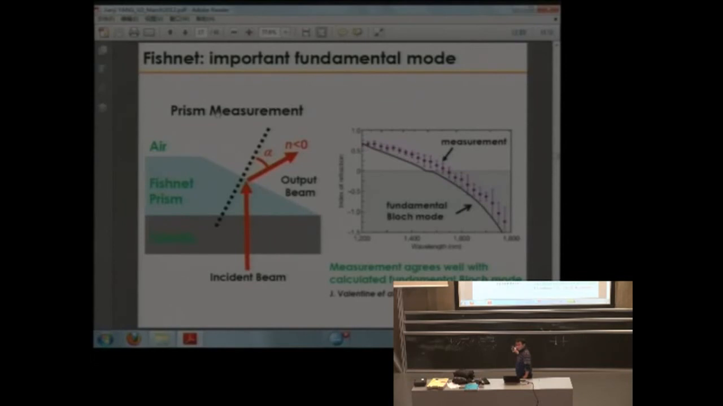The first low loss broadband negative index was fabricated by a group in Berkeley. In their experiment, they fabricated a prism made of the fishnet material, and they measured the angle of the output beam. Using Snell's law, they derived the refractive index of the fishnet structure, as shown as those purple dots in this plot. Clearly, this structure shows a negative refractive index from 1.5 micrometer to 1.8 micrometer. And also, this measurement agrees with the calculated effective index of the fundamental block mode.